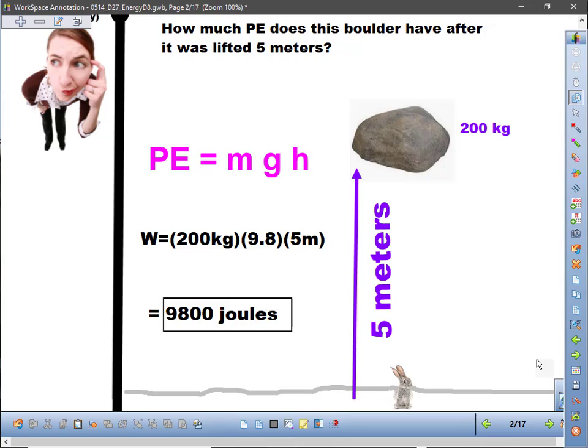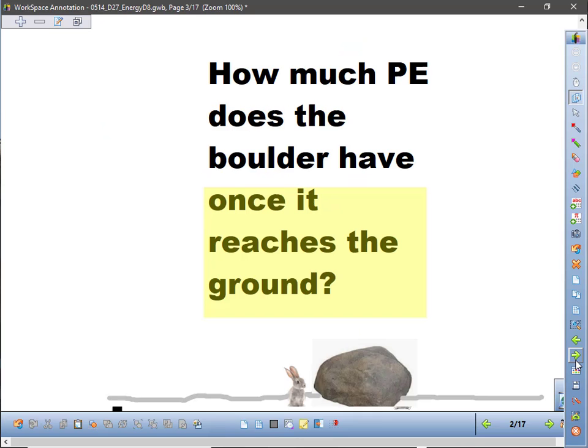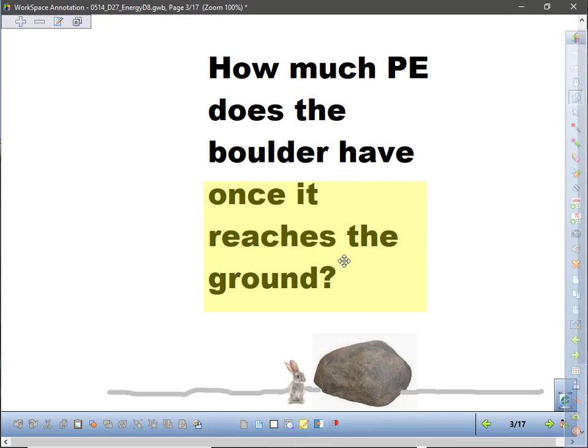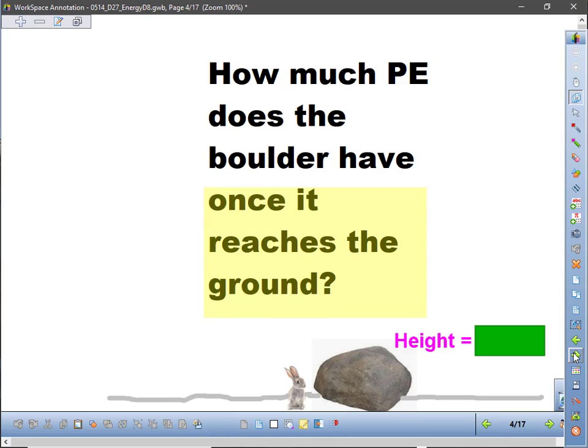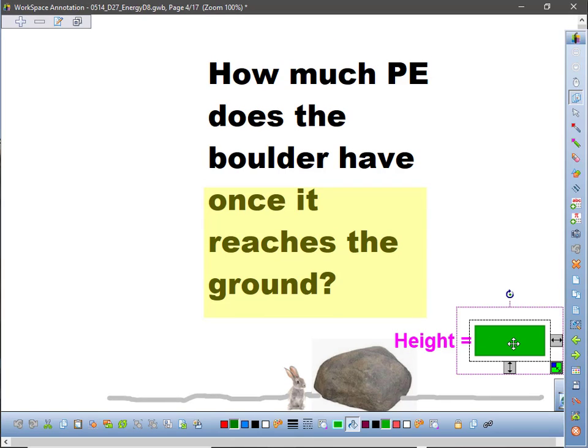All right, so why do we care about that? Well, we're going to start using that today. First, let's compare to back when the boulder was on the ground. How much potential energy does the boulder have once it reaches the ground? If I drop it and let it land, what's the gravitational potential energy of a boulder just sitting on the ground? I'll give you a hint. You're going to have to figure out the height. So what is the height of the boulder?